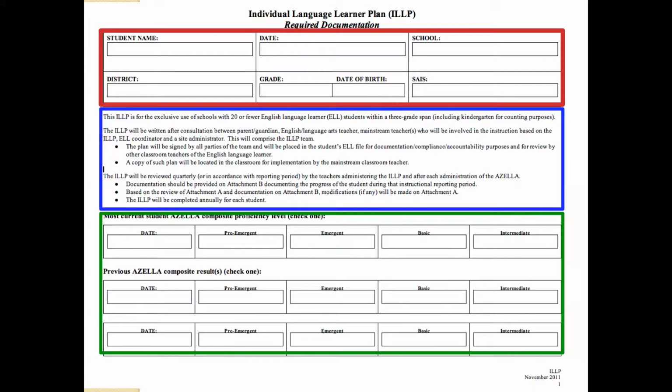Let's take a closer look at the ILLP document. The top of the document includes student information such as name, school, date, and district. The middle section provides the official guidance for the use of the ILLP from the Arizona Department of Education. Below this section is an area to record the most recent AZELA overall proficiency level and other AZELA scores if they are available.